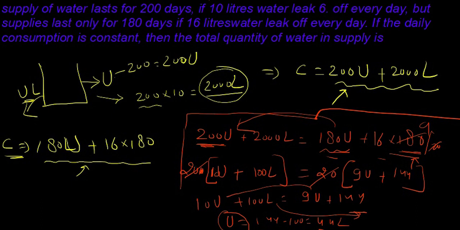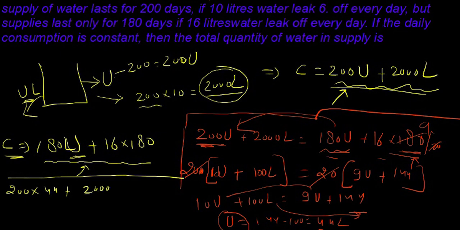Now we want to get the capacity, the total quantity of water in supply. Okay, so let's put in the value. I think this is a simple part, so we should put the value over there. So this is 200 into 44 plus 2000 liters. So this is 8800 plus 2000 liters. So the answer is going to be 10,800 liters. This is the capacity.